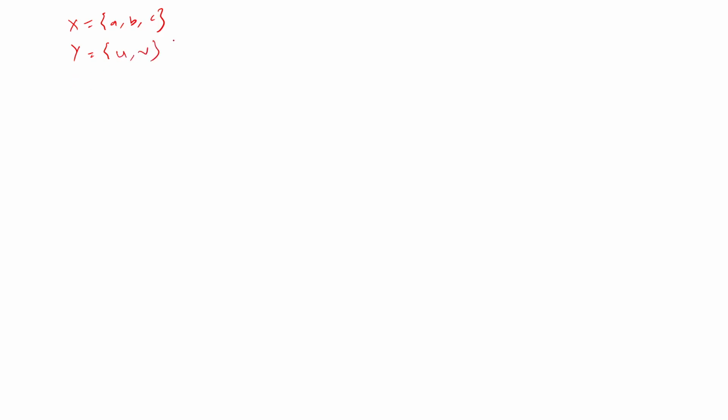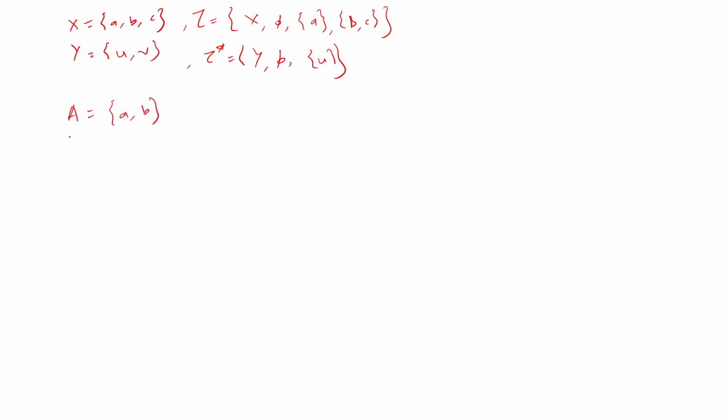U कॉमा V है. टाउ आपने क्या लिया? टाउ X में एम्प्टी सेट, X, A कॉमा B, B कॉमा C, A कॉमा C. देन टाउ स्टार आपने लिया Y में एम्प्टी सेट, पूरा सेट, सिंगलटन U. अब A हमने ले लिया है A कॉमा B, सबसेट ऑफ X, और B है, Y में V सबसेट ऑफ Y, B लिया है.